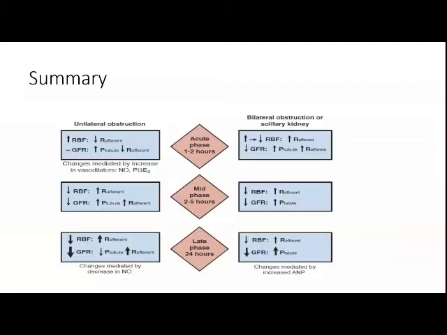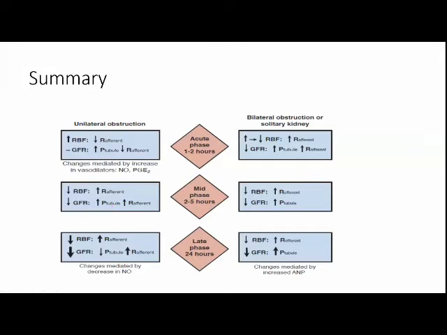So when we come to the summary of the bilateral and unilateral obstruction, as I mentioned, renal blood flow is increased initially, and GFR is initially increased in the first 1 to 2 hours of unilateral obstruction, and the changes are mainly mediated by nitric oxide and prostaglandin E2. When we come to the mid phase of unilateral obstruction, both are decreased.